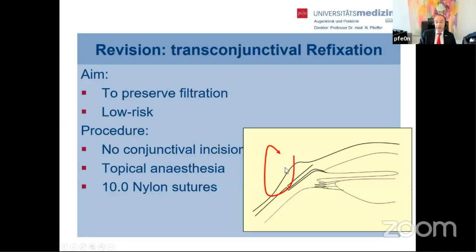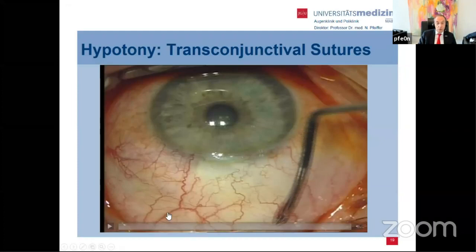And here you see the eye and the filtration bleb. And what I do, I go through the filtration bleb, through the scleral flap, through the adjacent sclera, out again and then tie the knot. And this can be done in topical anesthesia with 10-0 nylon sutures. And the next slide shows you how to do that.